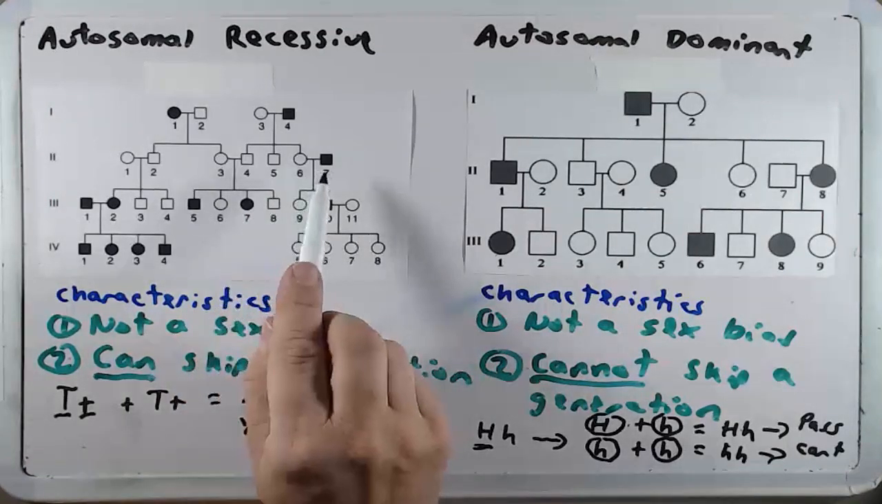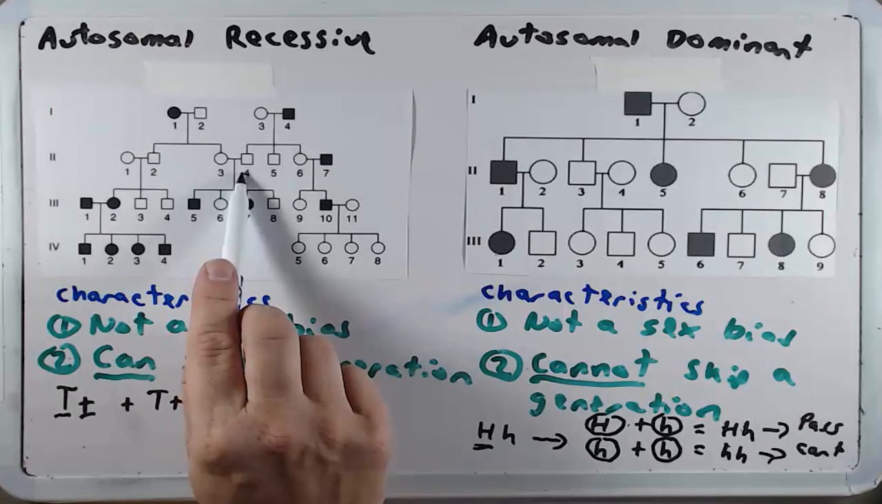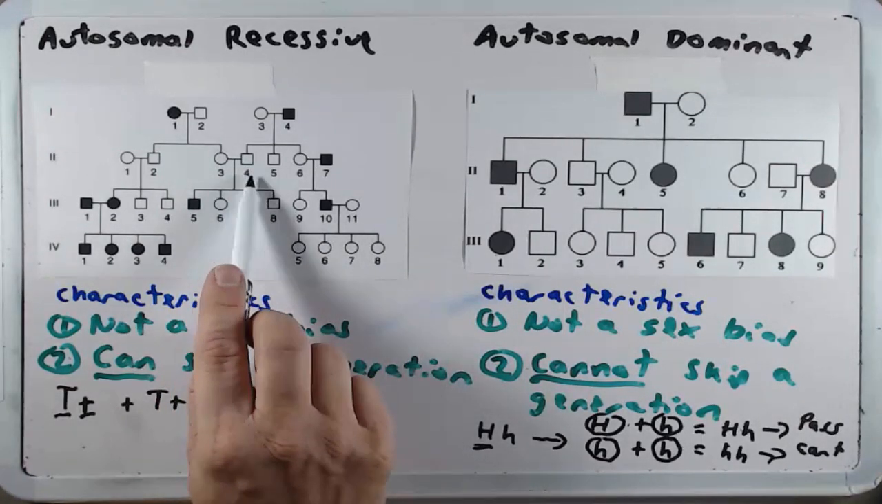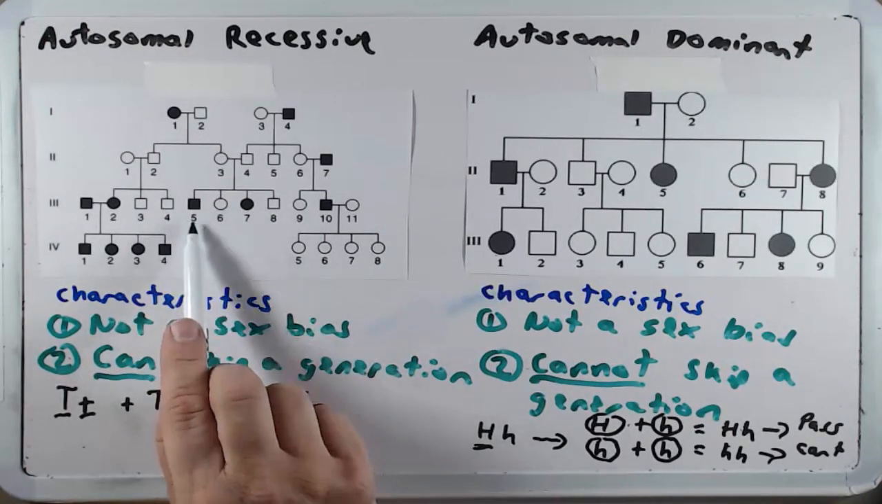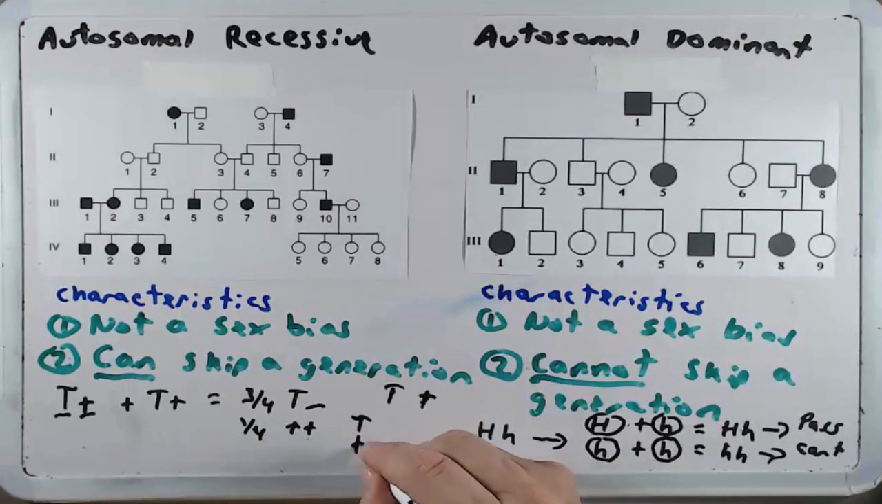And that's what we see up here. We see these two individuals. It skipped that generation, right? But they're both heterozygotes. And how do we know they're both heterozygotes? Because they have children that are little t, little t. In fact, let's just go ahead and show the Punnett square.